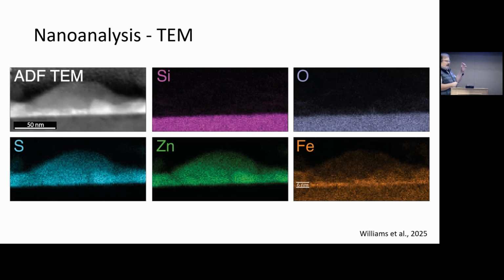Do that FIB lift-out, get a TEM little chip. This is 50 nanometers. And the advances in technology are getting us analytical data at this scale. Here's the silicon and oxygen from the glass bead. Here's sulfur and zinc sitting on top of it. And here, notice this little iron layer sitting in between the glass and the zinc and sulfur.